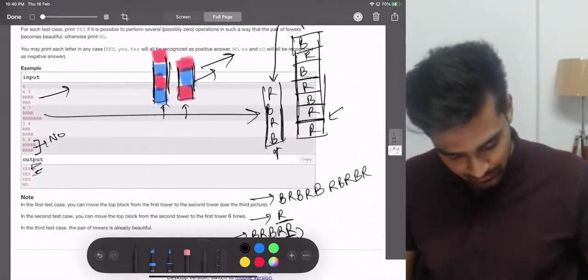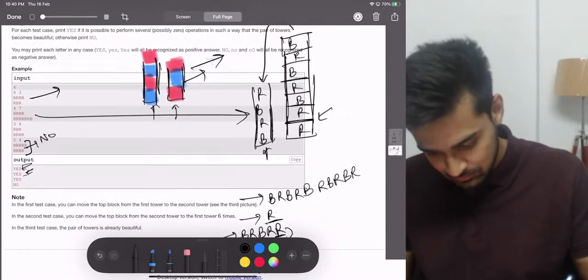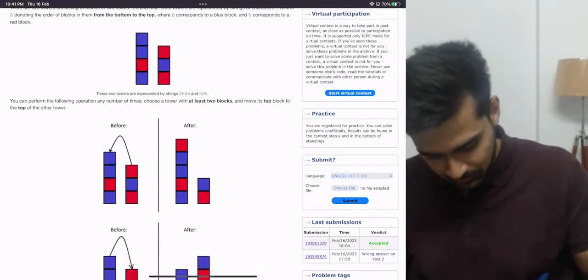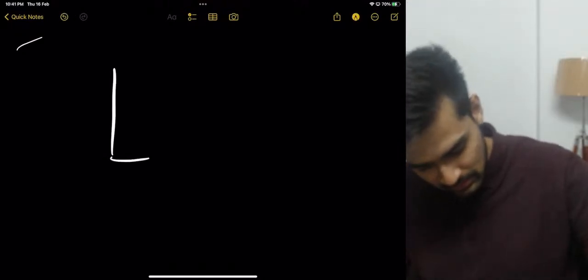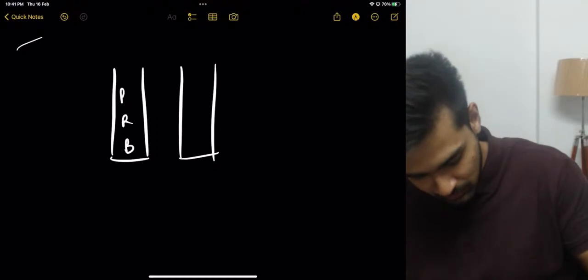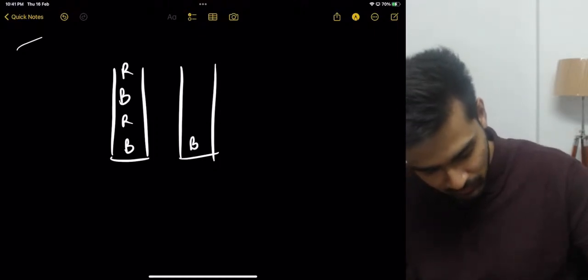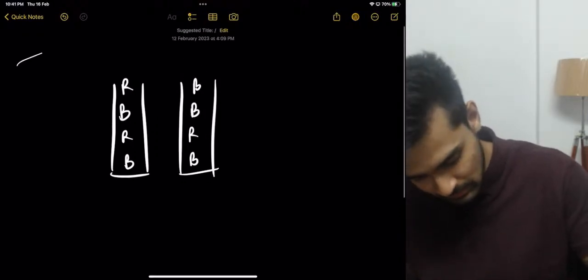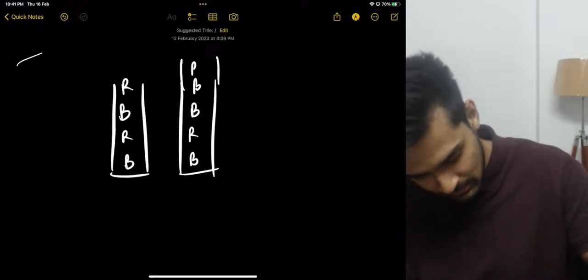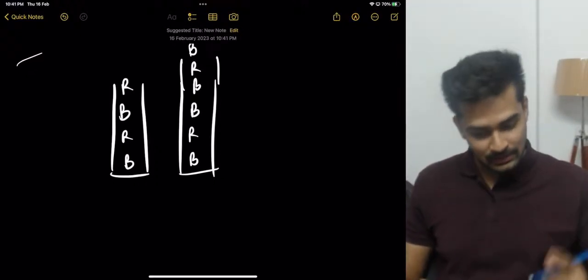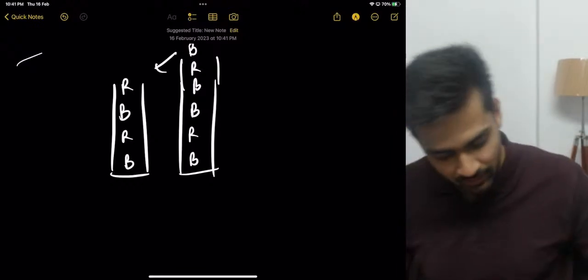Okay. Let me show you how. Okay. So, what we had was, we had two towers. This one and this one. Let's say this had blue, red, blue, red. This had blue, red, blue, blue. And let's say red, blue. Can we make these two towers beautiful? Yes, we can. How? We will shift some values from here to here.